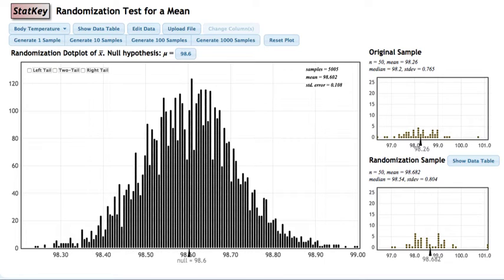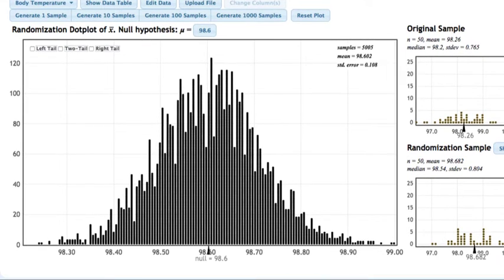Here we have a randomization distribution for the body temperature example. Our null hypothesis was that mu equals 98.6, and our alternative hypothesis was that mu does not equal 98.6. Because our alternative hypothesis contains not equal to, we have a two-tailed test. In StatKey, we'll select two-tail.